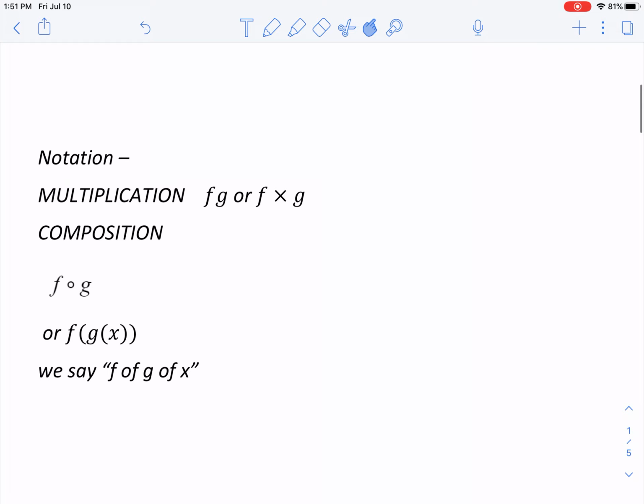Some new notation for multiplication for this unit, we're always using either fg or f times g written that way so that it's not confused with composition. Composition uses this little circle notation. So this is sometimes called fog notation because it looks like it spells out fog, or what it means is f of g of x, or that we're going to plug g in for x in f.